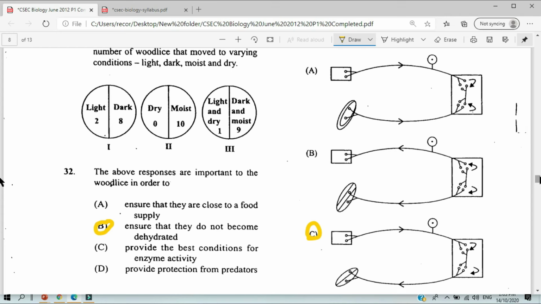Pretty much, the above responses are important to the woodlice in order to ensure that they do not become dehydrated. In some papers you might see desiccated, drying out. As part of this experiment you might see the silica gel being used, and the silica gel is definitely used to remove moisture. So our answer for question 32 is going to be B.